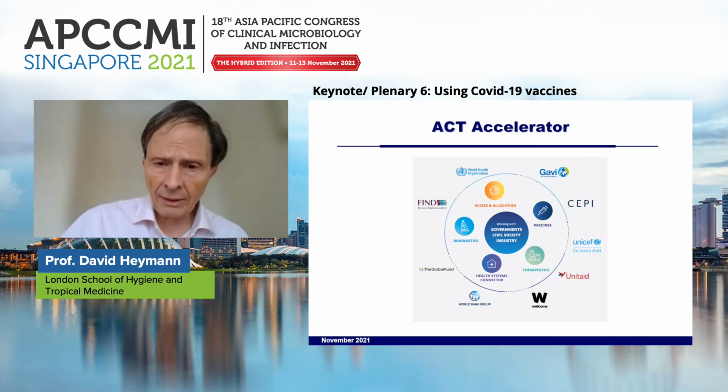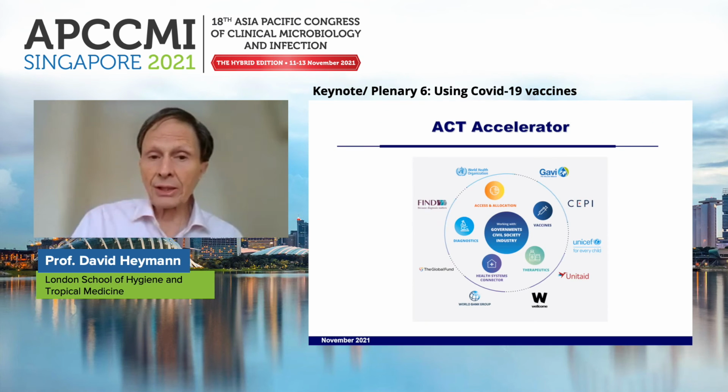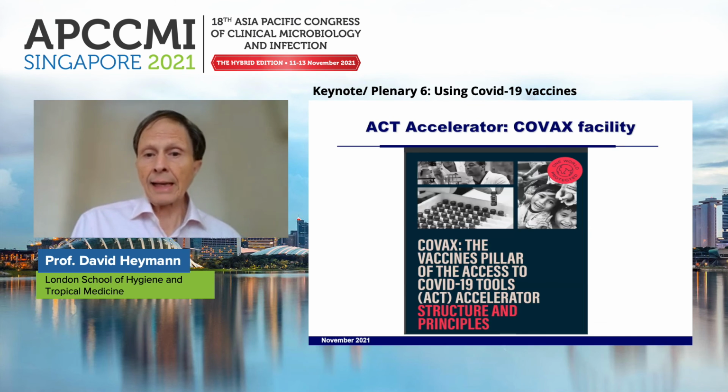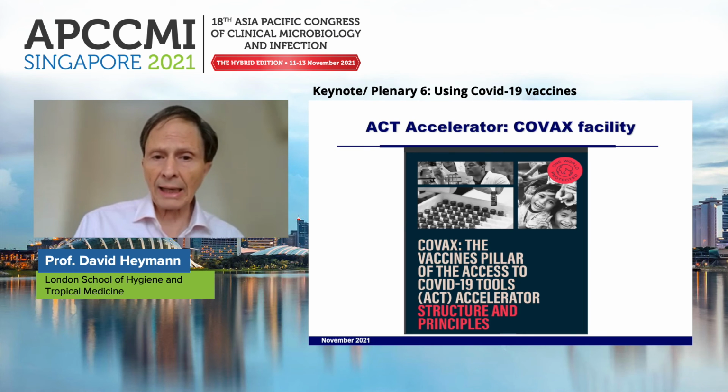We have a model that's followed on to this, which is the ACT Accelerator, which is attempting to increase research and development on vaccines, diagnostic tests, and therapeutics, but also is making them available in countries. And the COVAX facility of the ACT Accelerator is attempting to make vaccines available worldwide.